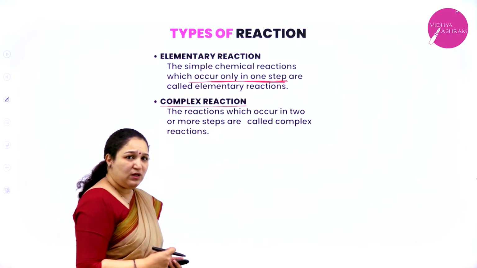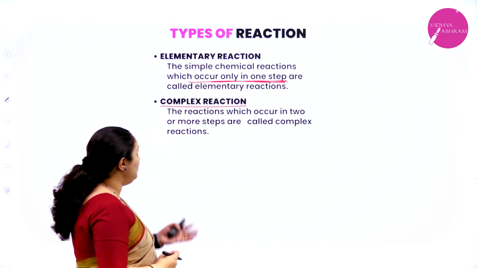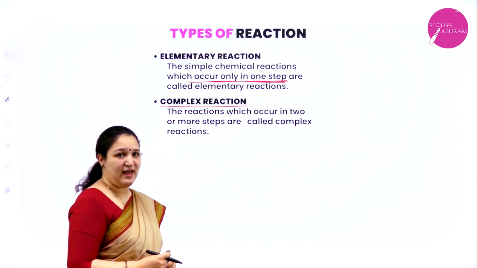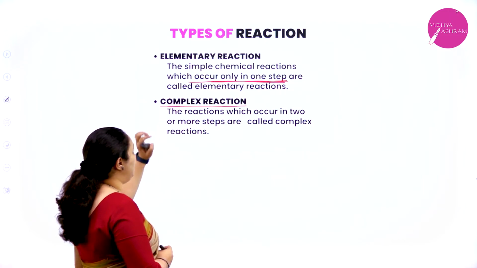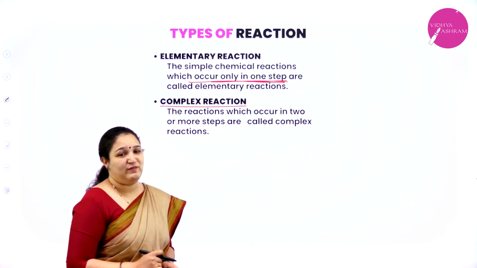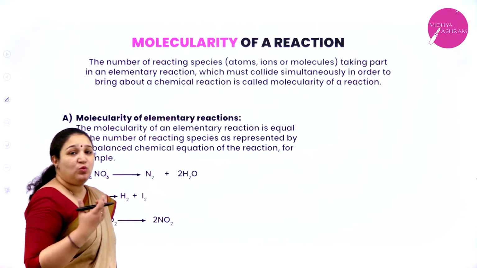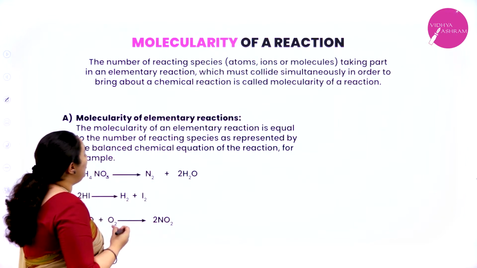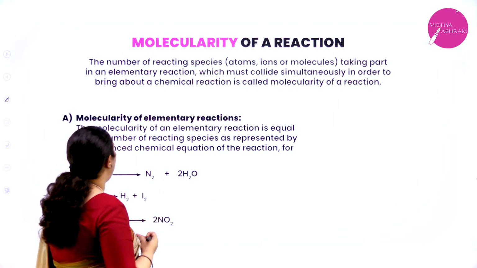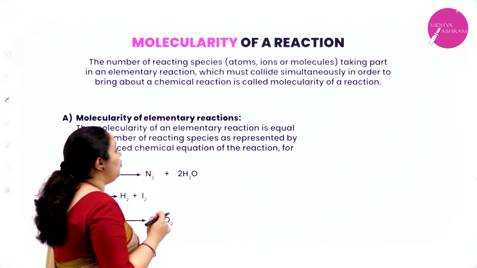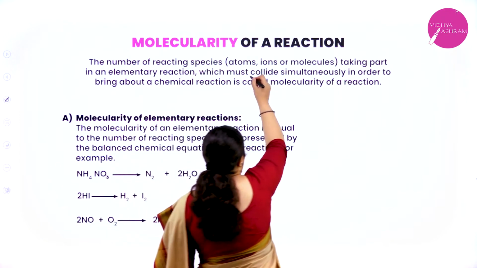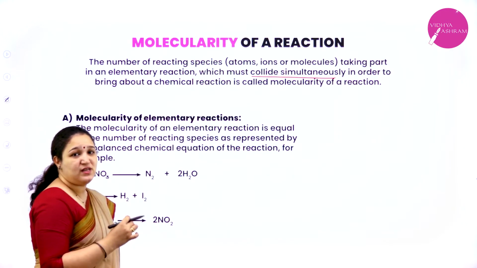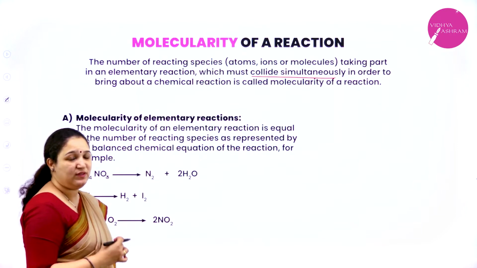So we are going to learn next about molecularity in elementary and in complex reactions. I'll give you examples of elementary and complex reactions when we are learning the molecularity. So what is molecularity of a reaction? The number of reacting species taking part in an elementary reaction which must collide simultaneously in order to bring about a chemical reaction is called the molecularity of the reaction.